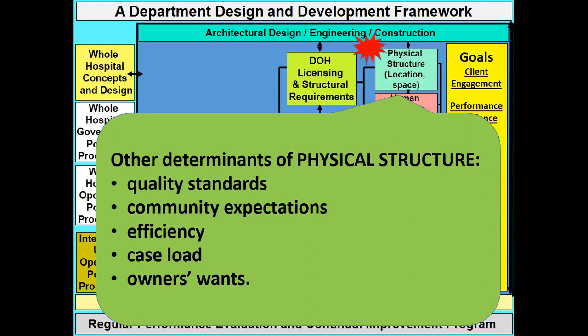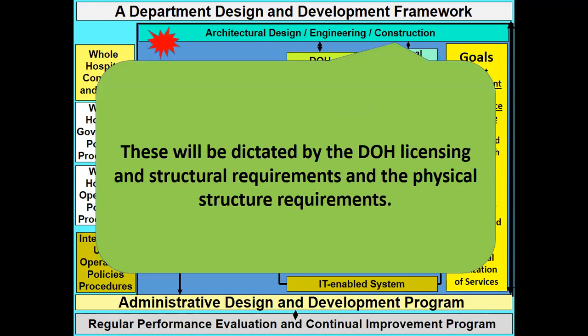In terms of efficiency, another determinant for the physical structure is the caseload, the number of patients usually being seen in a month, in a year, and then, of course, the owner's wish or wants. So these are the determinants for the physical structure. As to the architectural design, engineering, construction, this will be dictated by the DOH licensing and structural requirements and the physical structure requirements.